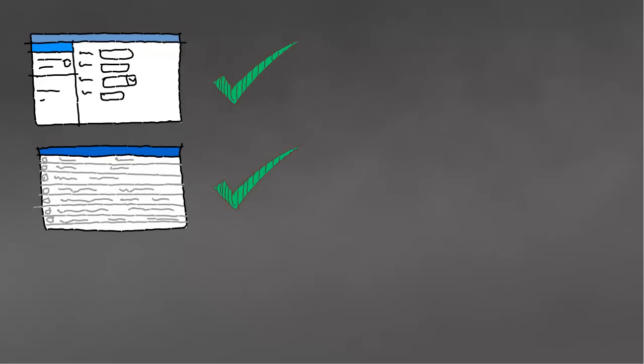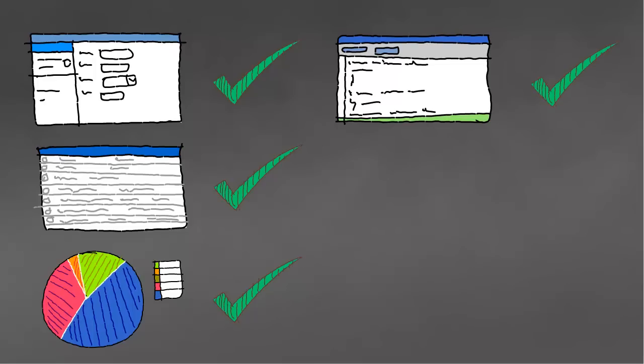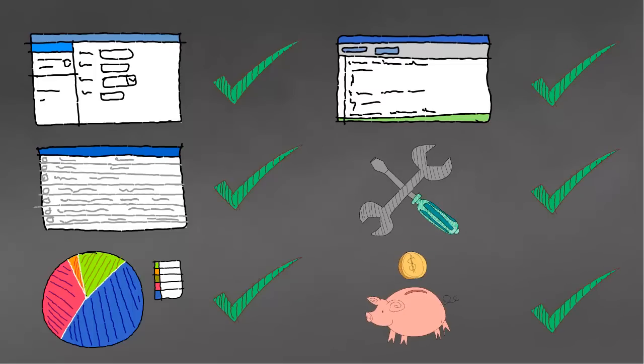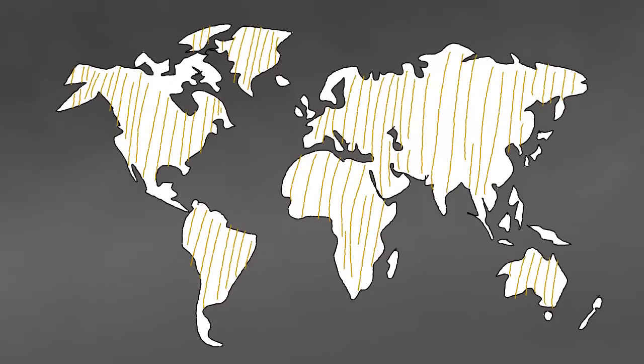Forms, check. Views, check. Reports, check. Business rules, check. Customization, check. Pocket friendly, check. Now all that's left is sharing. No matter where your colleagues and business associates are, with Zoho Creator, collaboration is child's play.